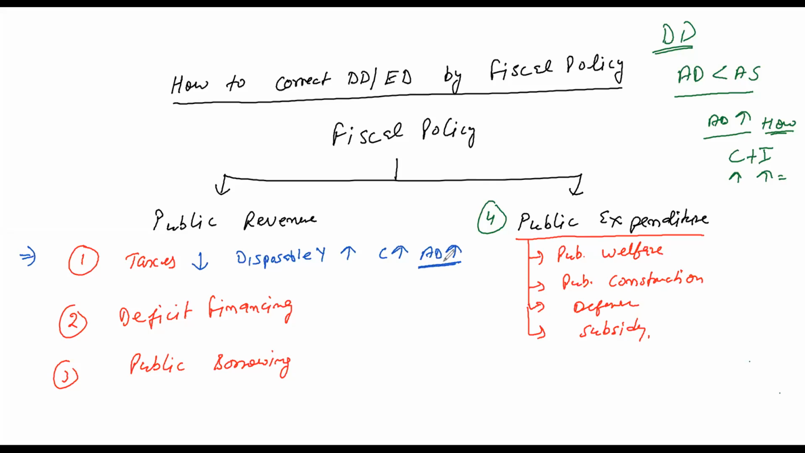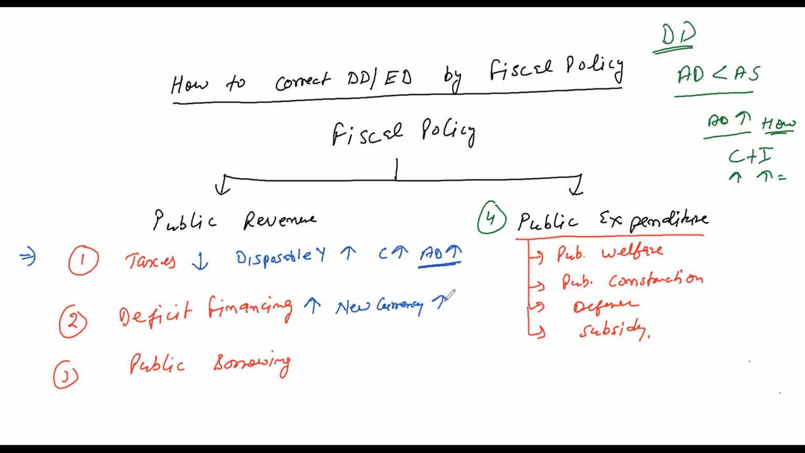Now deficit financing, as I told you, refers to the government issuing new currency. Because we want AD to be increased, deficit financing should also increase. If deficit financing increases, that means new currency will flow.